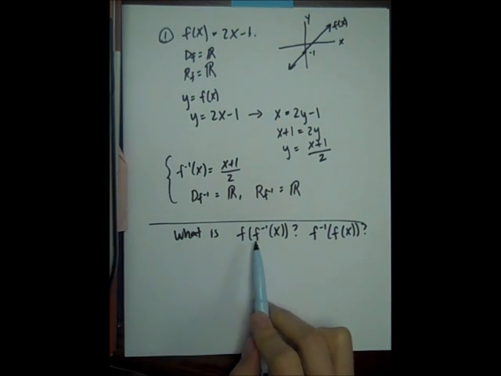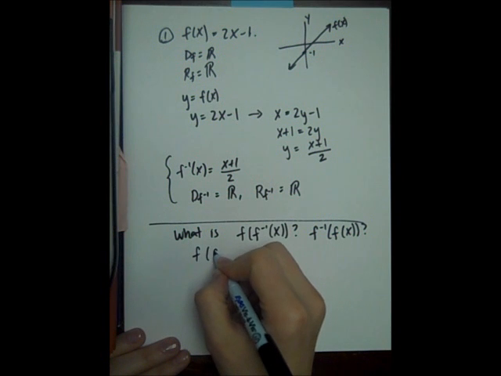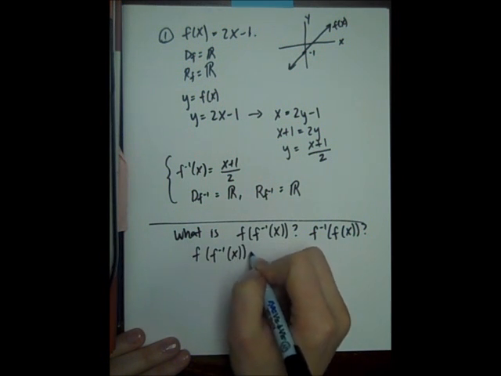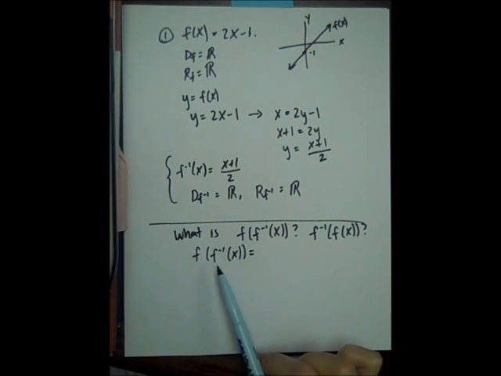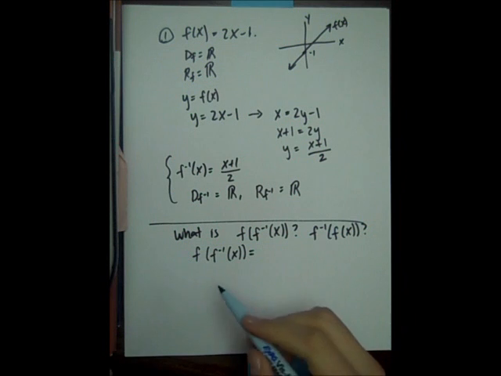Let's think about f of f inverse of x. F of f inverse of x means do the function, the inverse of f, and then do f. So it's kind of like I'm undoing what I've already done.